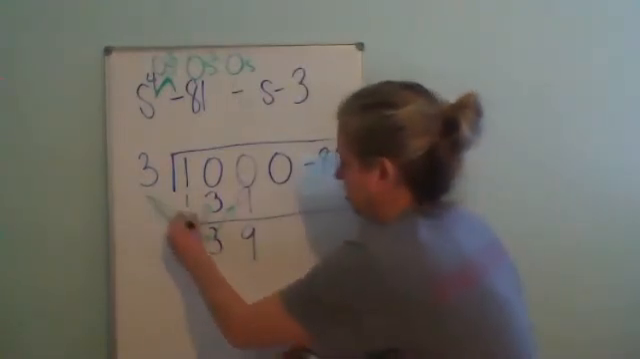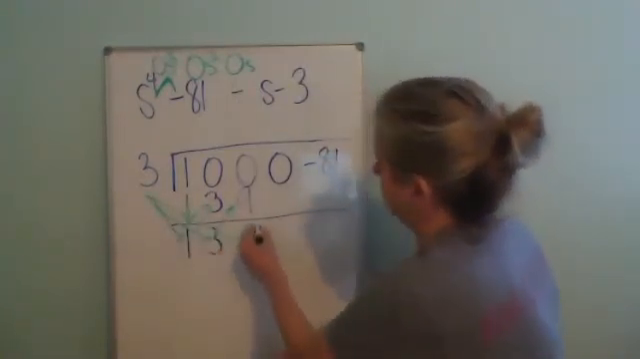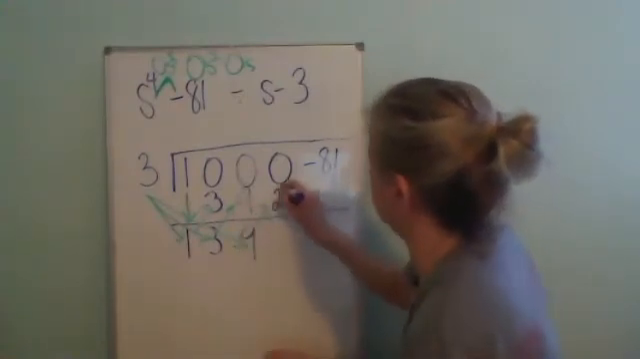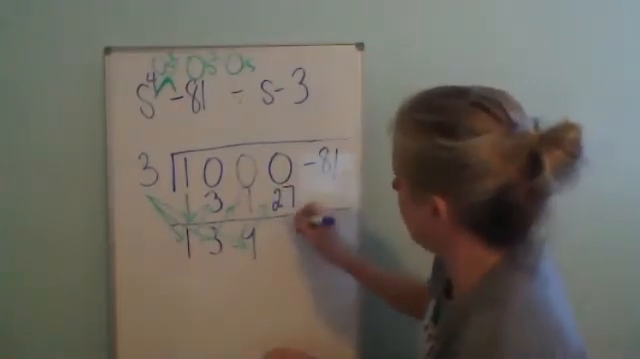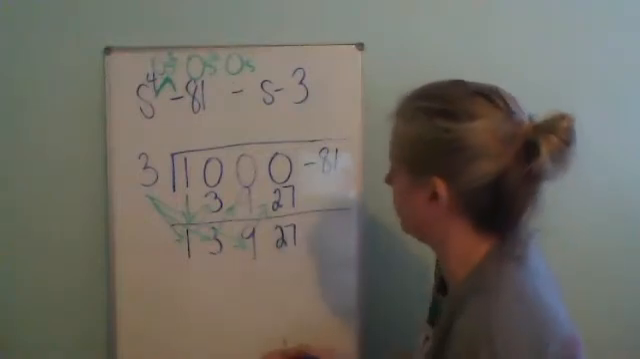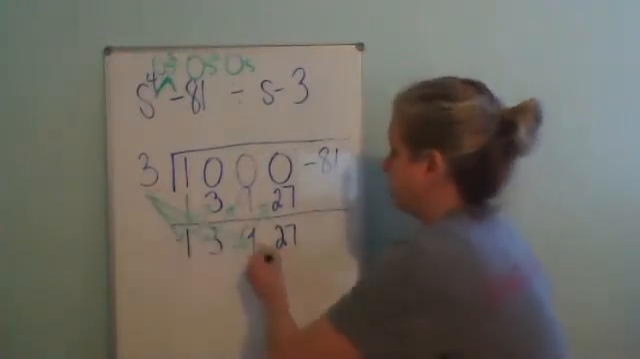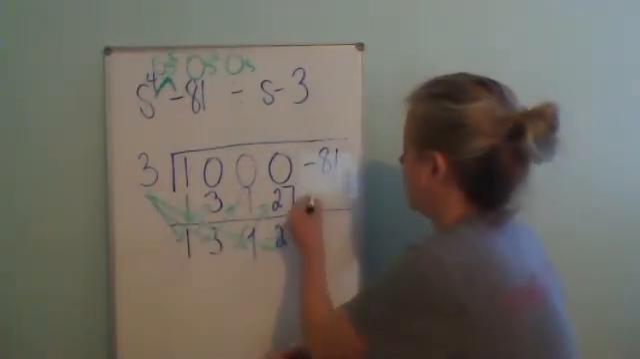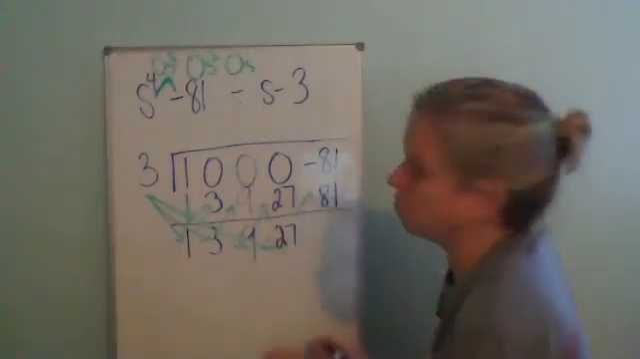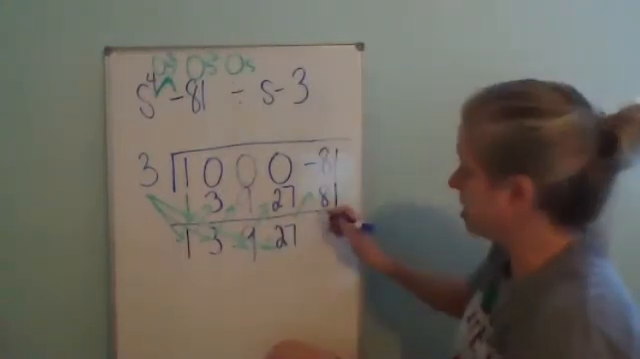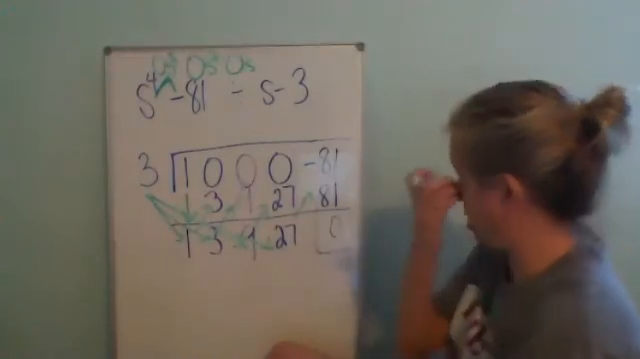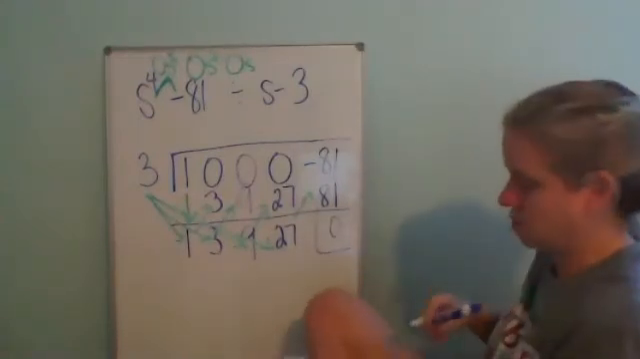Do it again. 3 times 9. Put your answer there. So that gives me 27. If you add that straight down, the 27, and then your last time, 3 times 27 gives you 81. And when you add that straight down, you get 0. So there is no remainder. So let's see, what is our answer?